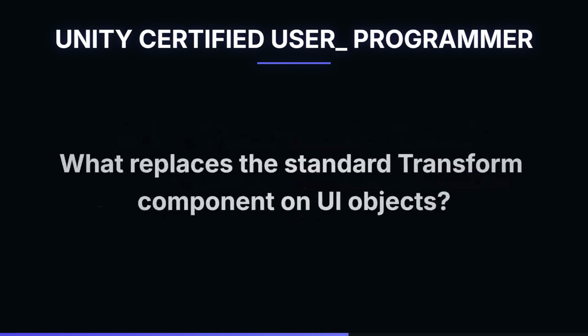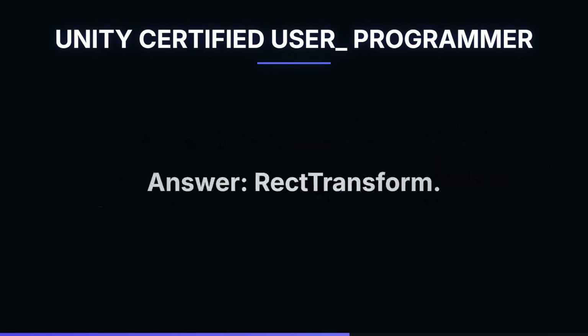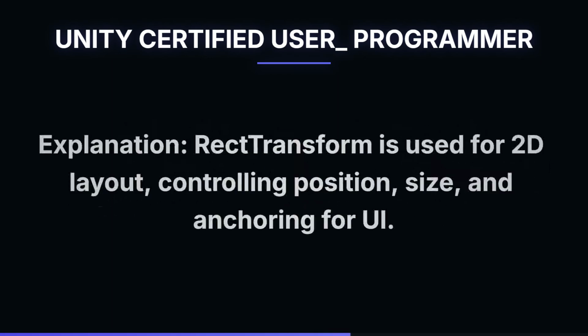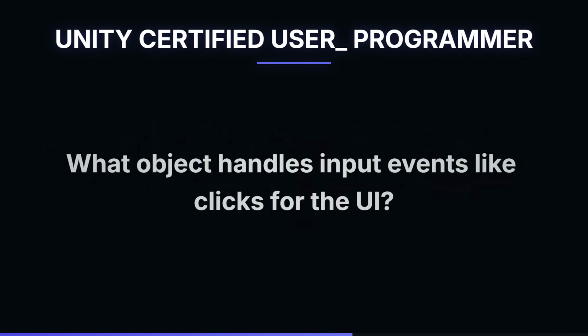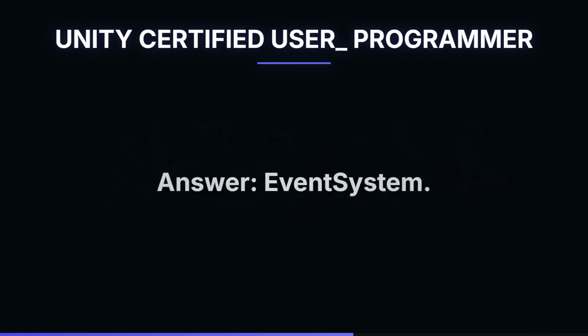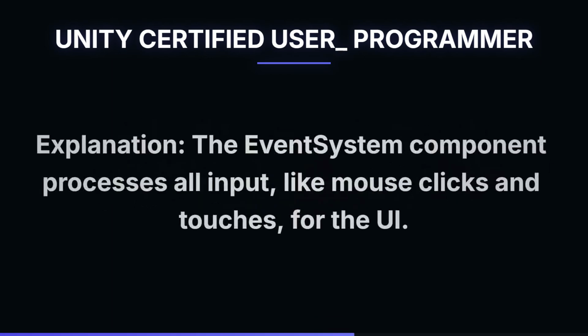2. What replaces the standard transform component on UI objects? Answer. Rect transform. Explanation. Rect transform is used for 2D layout, controlling position, size, and anchoring for UI. 3. What object handles input events like clicks for the UI? Answer. Event system. Explanation. The event system component processes all input, like mouse clicks and touches, for the UI.